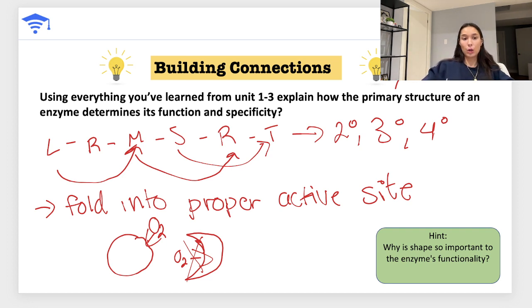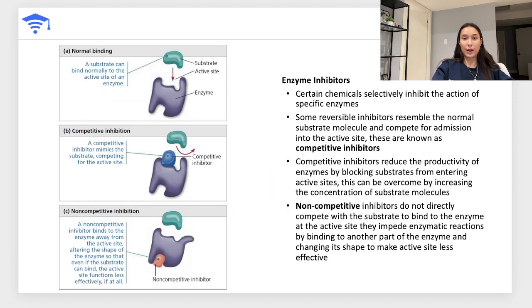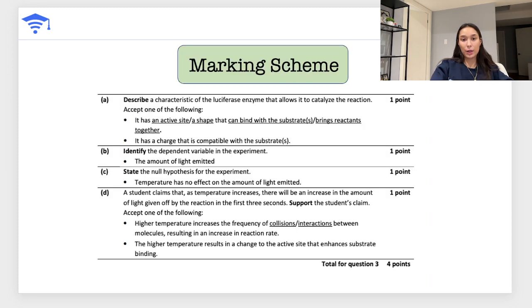Okay, so we are probably going to finish this lecture off on the next one, but I will skip forward. So we just had factors affecting enzymes and then enzyme inhibition. And then I wanted to go over a 2022 AP exam question. This is one from the enzyme unit. So this one's actually not too difficult, but it's a really recent one. And then we'll go over the answer guide as well on the next one.